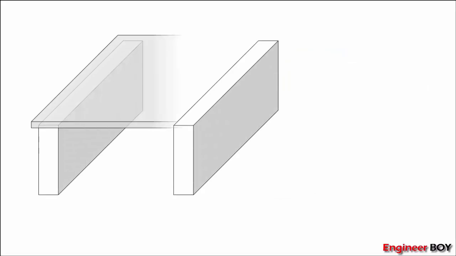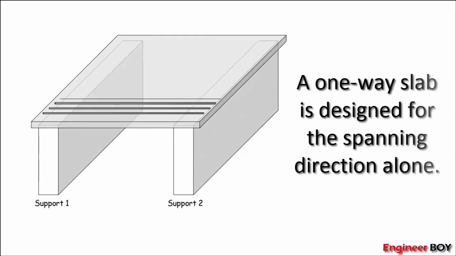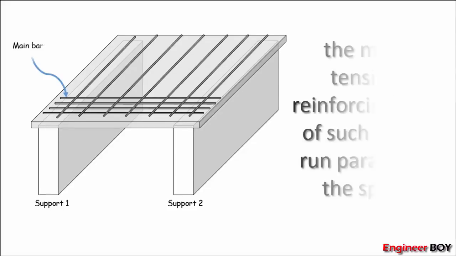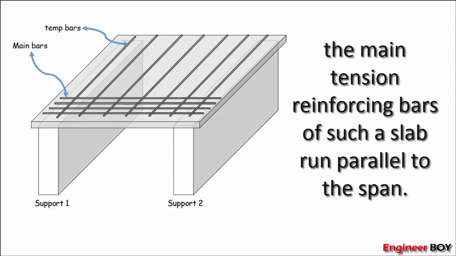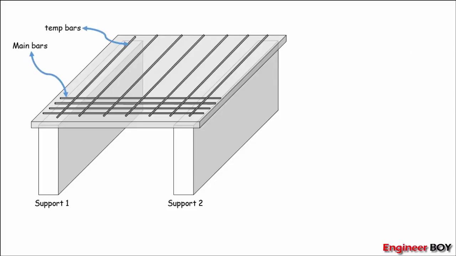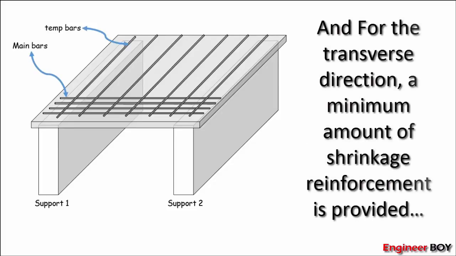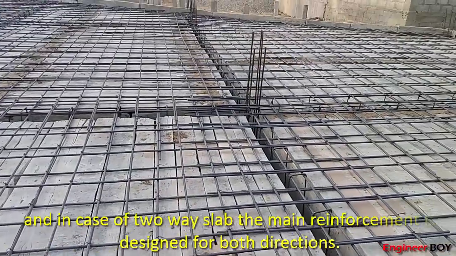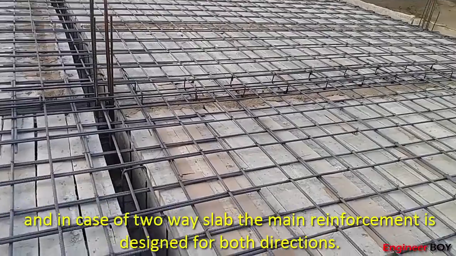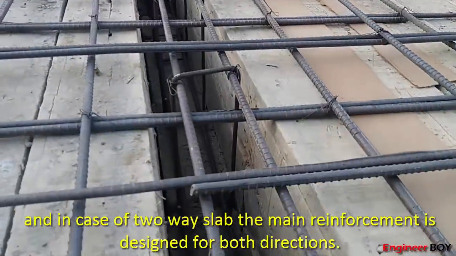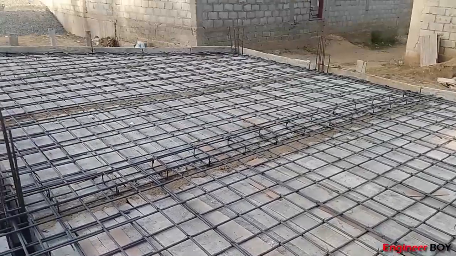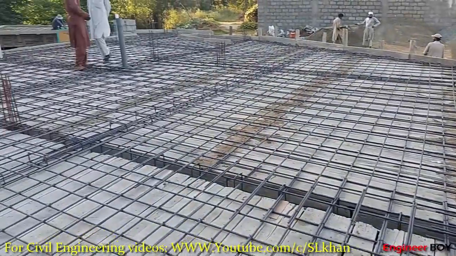And another thing, a one-way slab is designed for the spanning direction alone. The main tension bars of such a slab run parallel to the span, and for the transfer direction, a minimum amount of shrinkage reinforcement is provided. And in case of a two-way slab, the main reinforcement is designed for both directions. So these are a few things which differentiate the one-way and two-way slab.